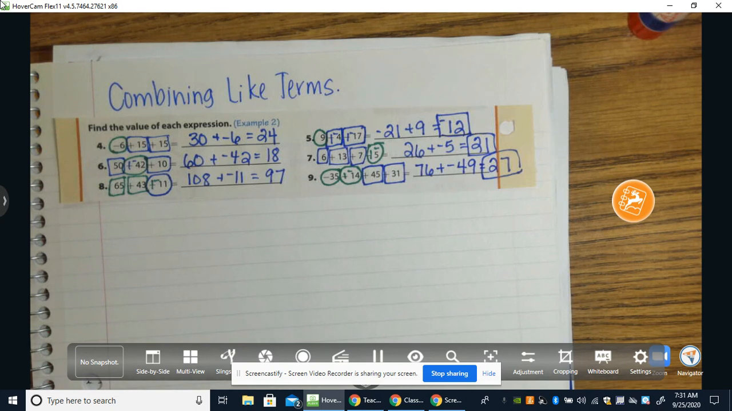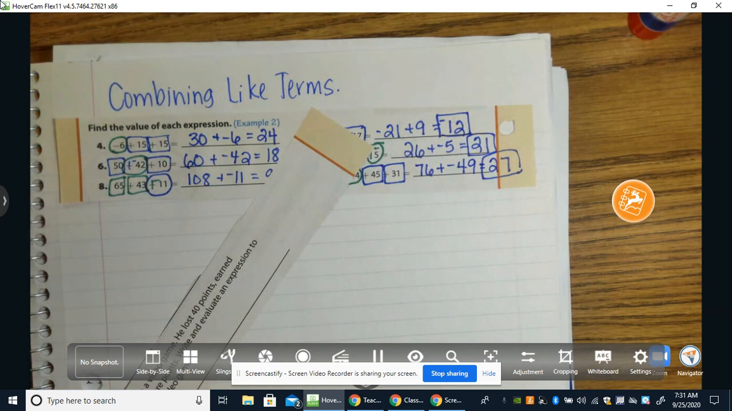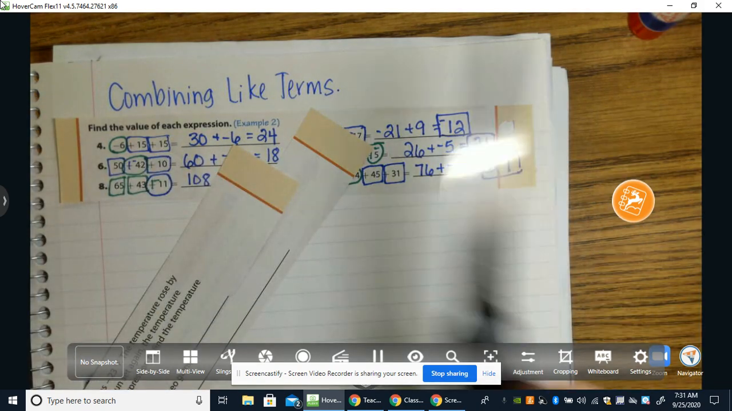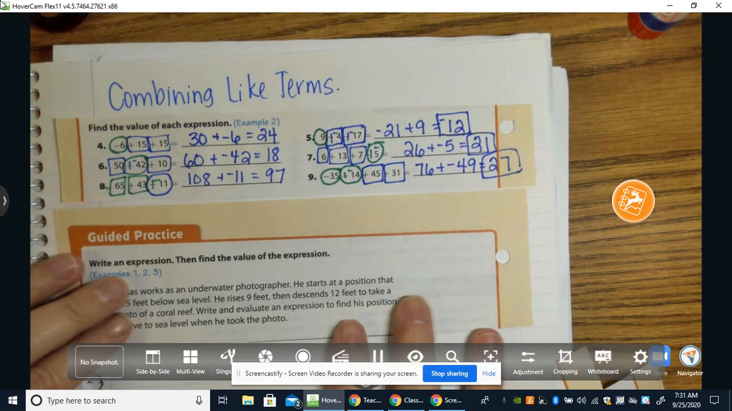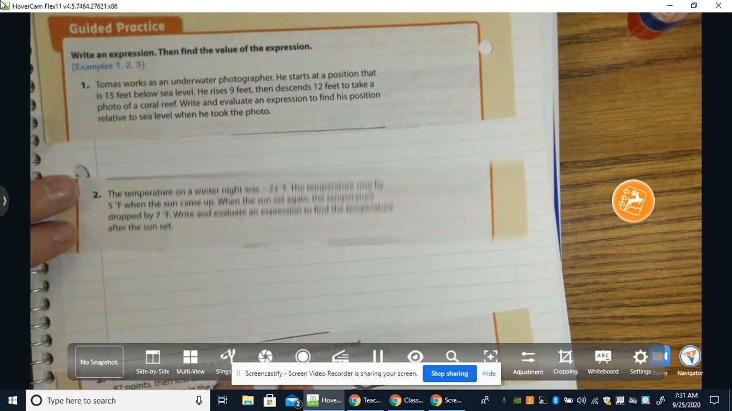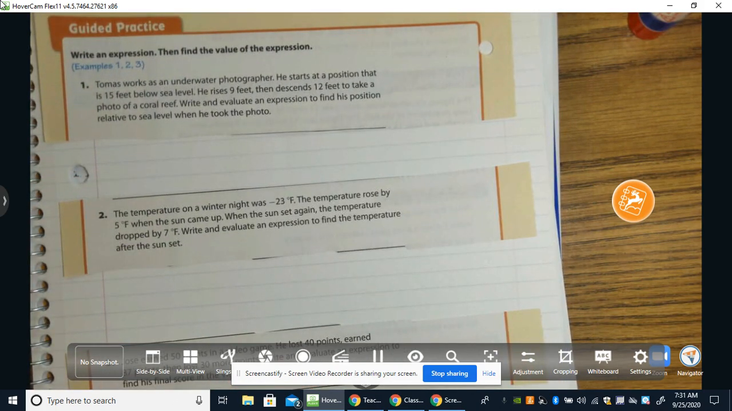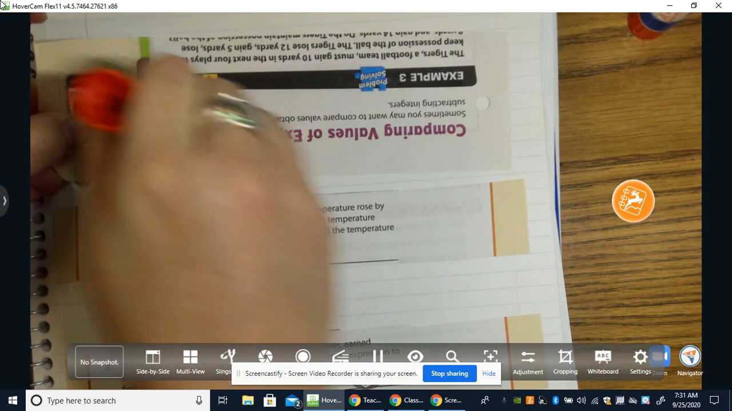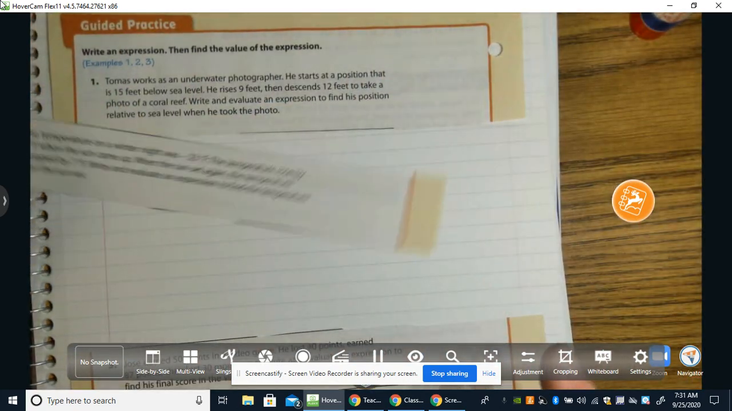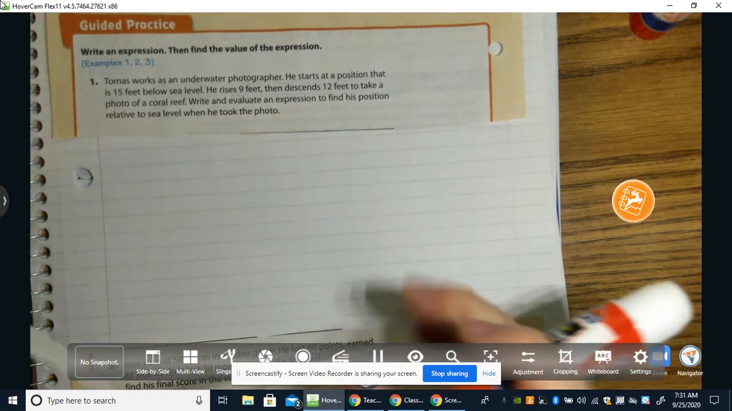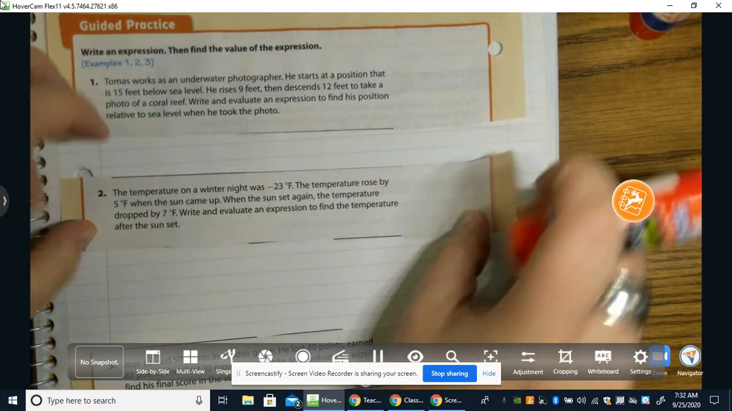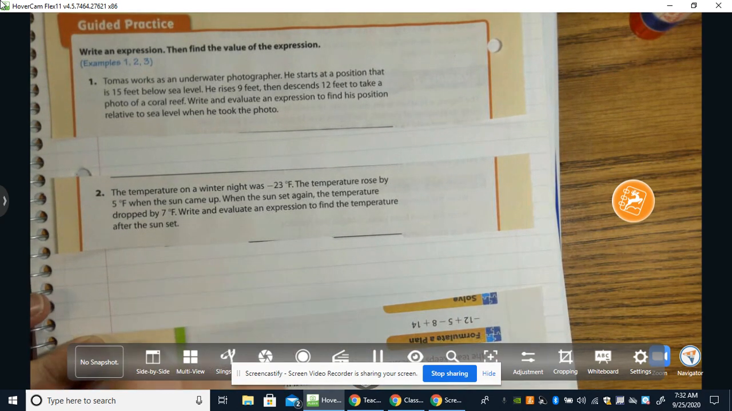So what we're going to do right now is we're going to cut questions number 1, 2, and 3 out, so we have some room to write. So we're just going to glue 1, some space, 2, and some space, 3. So we have room to show some work.